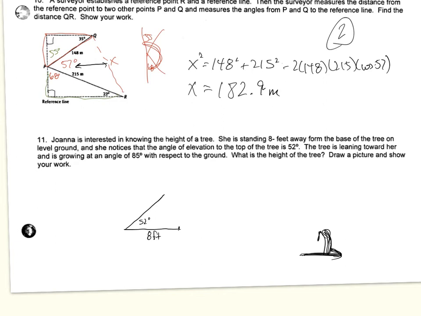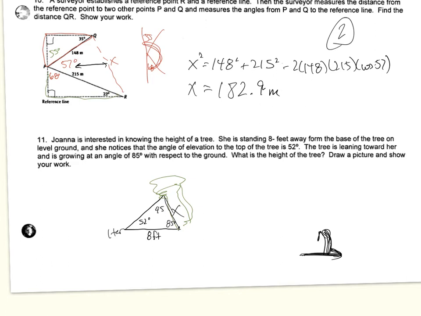Oh, where's the tree, you might say? I don't know. It's over here somewhere. So this is the tree. The tree apparently is leaning toward her. It's leaning toward her. So this is her. And so the angle is 85 degrees with the ground. So here's my tree. Oh, that's not the top of the tree, I guess, but you get what I'm saying. So now we're looking for the height of the tree. 180 degrees in a triangle, which means our missing angle is 45.